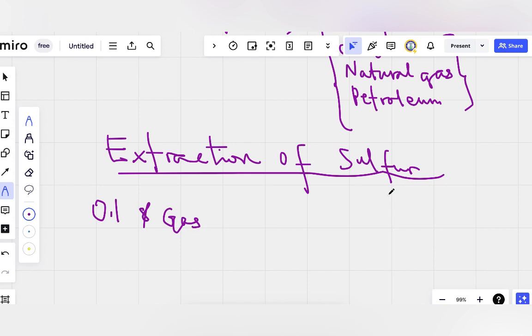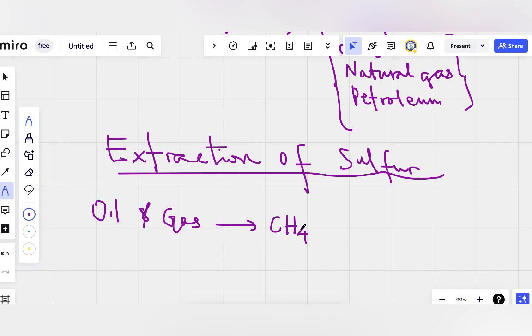Natural gas is mainly methane. Methane is CH4. If you write the chemical symbol CH4, this is methane. Organic chemistry. I'm very sure some of us have done organic chemistry. If not, we will refer you to this.